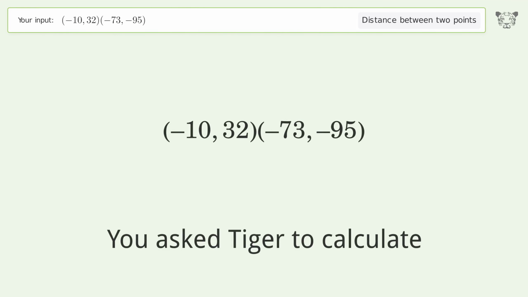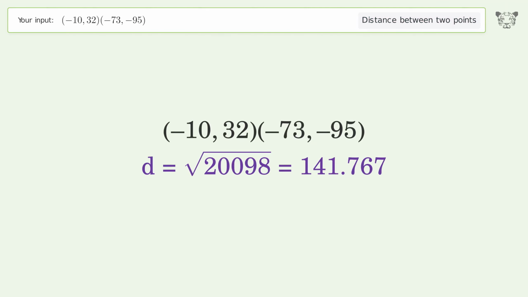You ask Tiger to calculate. This deals with the distance between 2 points. The distance between the 2 points is the square root of 20,098, or 141.767. Let's solve it step by step. Plot the 2 points and calculate the distance using the formula.